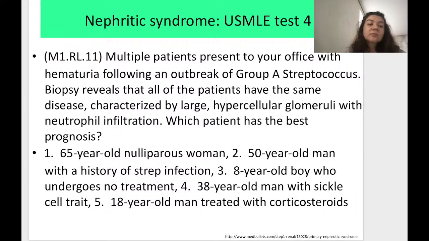Options. First, 65-year-old nulliparous woman. Second, 50-year-old man with a history of streptococcal infection. Third, 8-year-old boy who undergoes no treatment. Fourth, 38-year-old man with a sickle cell trait. And fifth, it is 18-year-old man treated with corticosteroids.